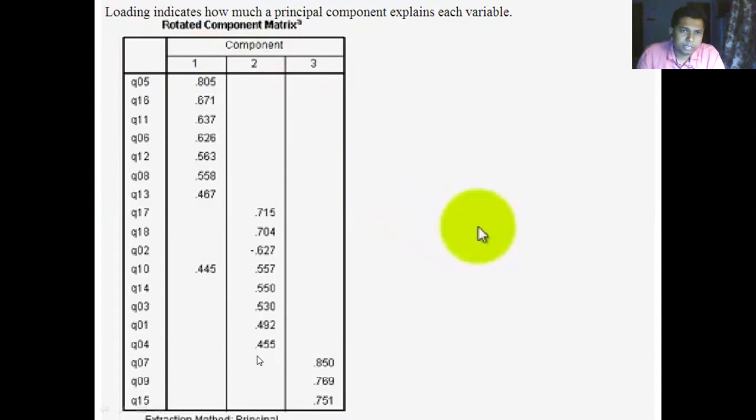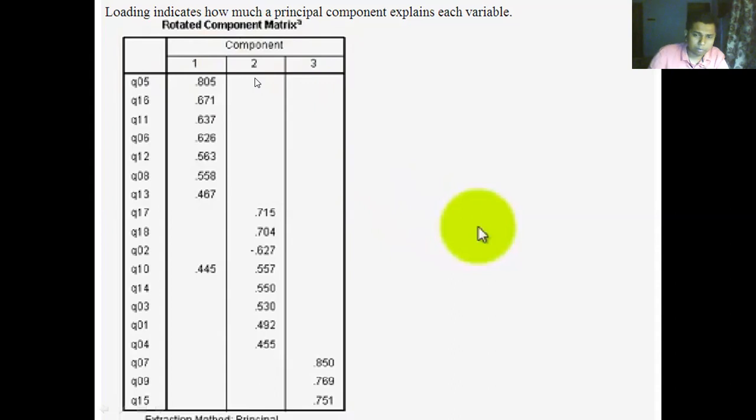You can see here that three components you have selected, and from this, they have actually rotated the component matrix. Why this rotation is done, how this rotation is done, that we will discuss later on when we discuss factor analysis. But this part is complete. That means the assignment of the variable to some particular principal component is complete.